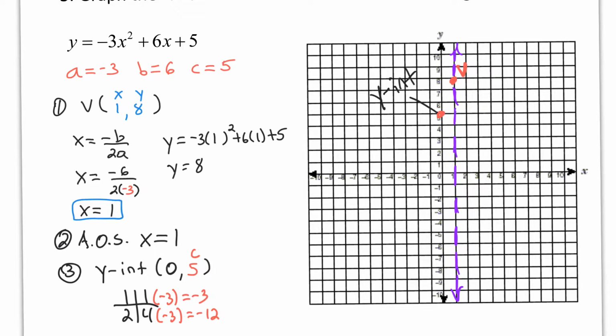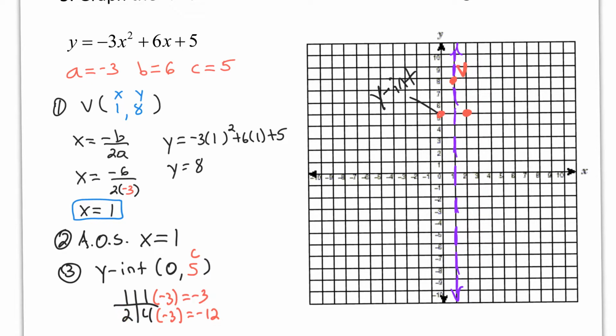So from the vertex right here, I go 1 to the right, 3 down, and I make a point. 1 to the right, 1, 2, 3, and that's my first point here. And if you guys notice, my reflection on the other side is the actual y-intercept. So we're good with that point. But let's go ahead and find the second point.